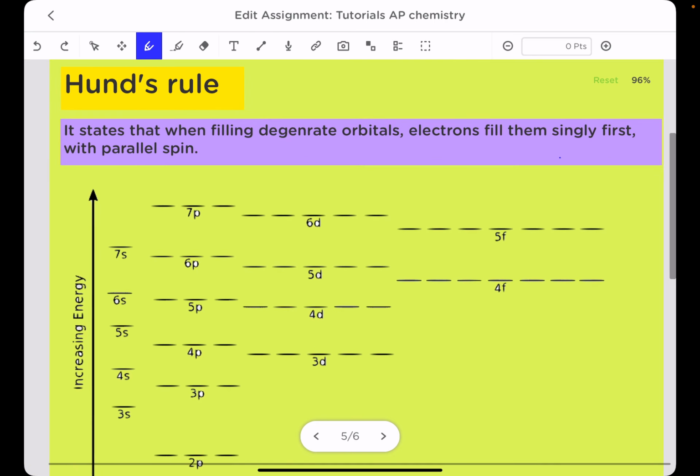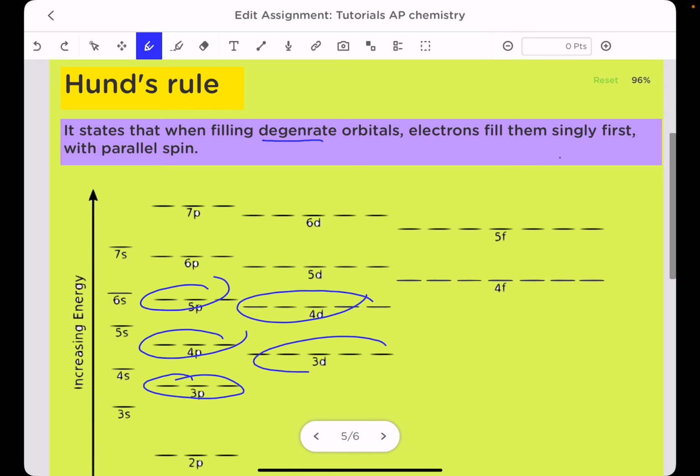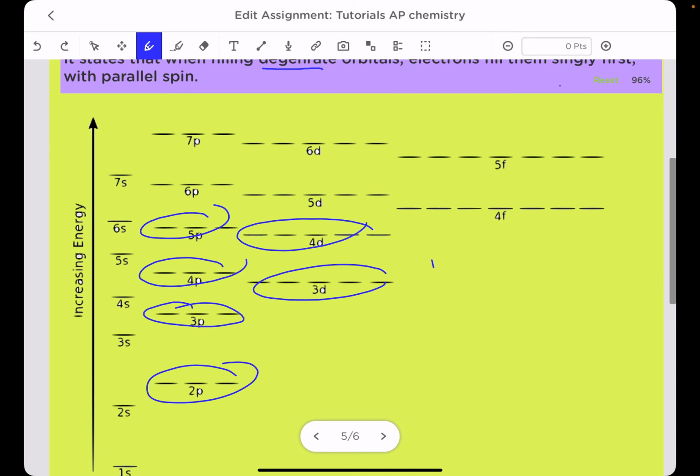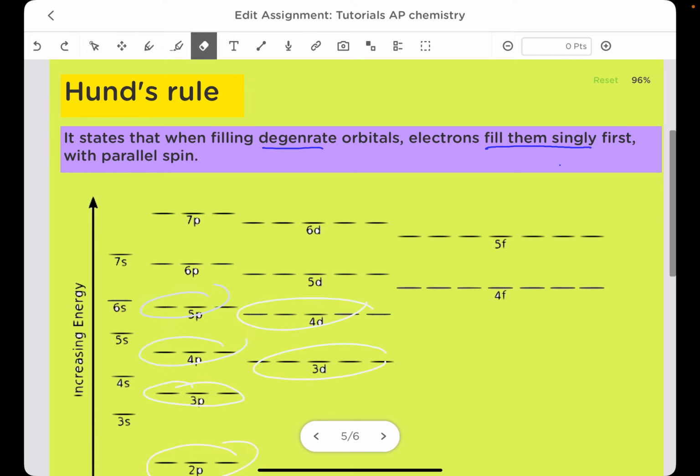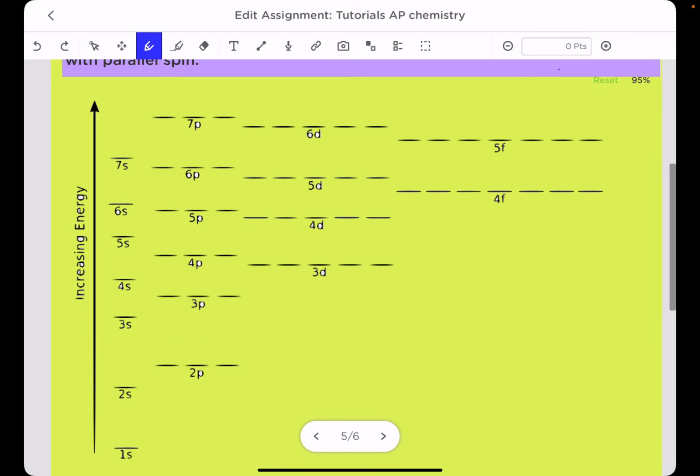First, what does it say? It states that when filling degenerate orbitals, now that you understand what degenerate orbitals means, meaning when filling the 3p, the 4p, the 5p, the 4d, the 3d, the 2p, electrons fill them singly first with parallel spin. Okay. How is that? Let's fill the electrons of the 1s and of the 2s.